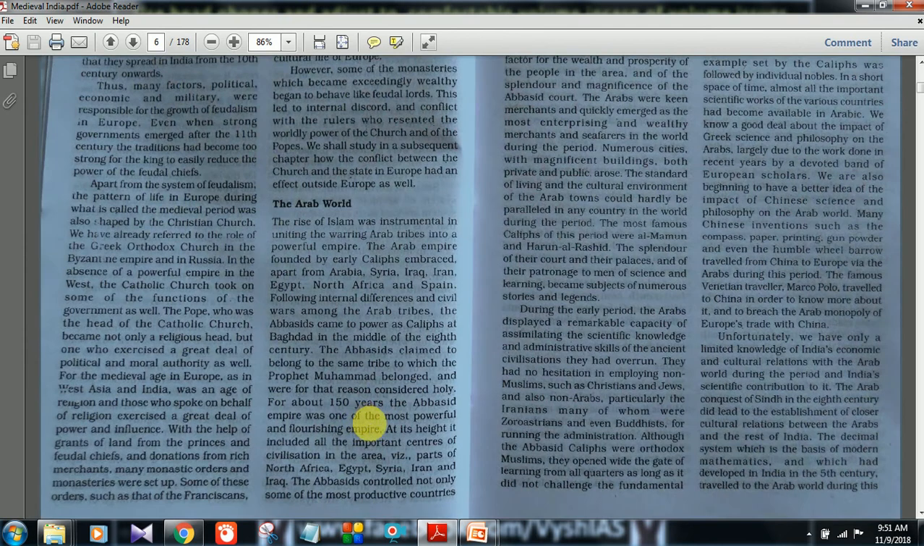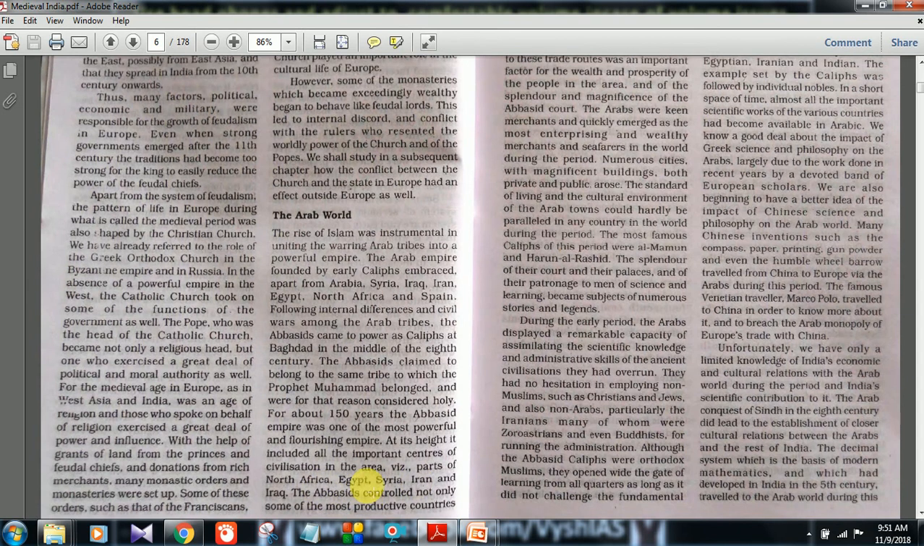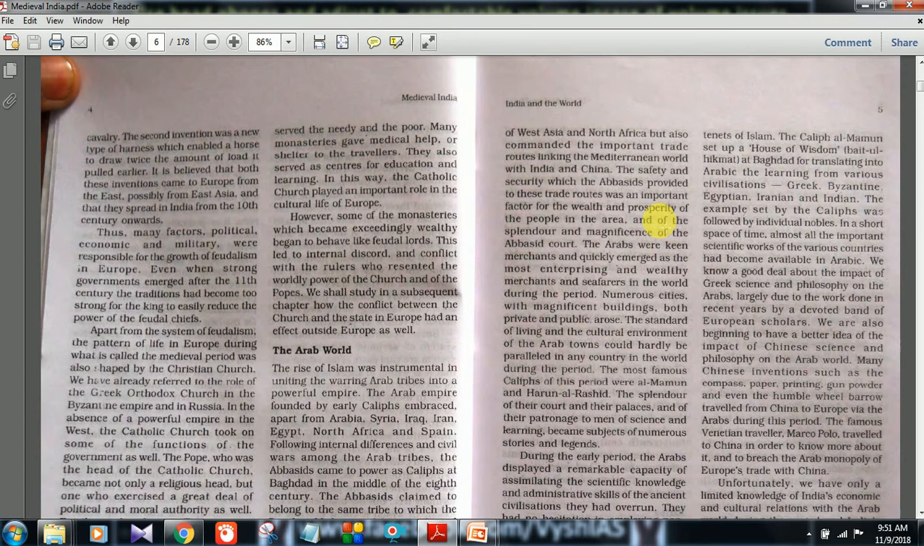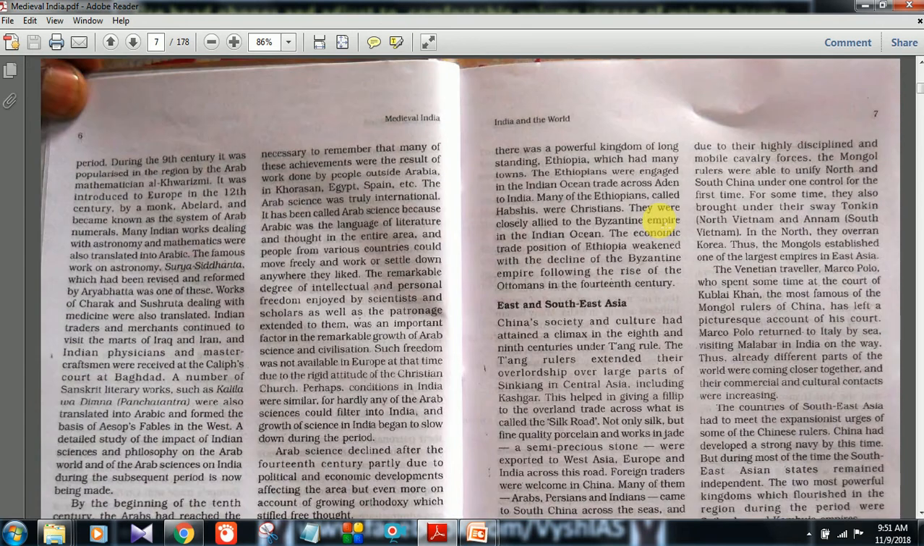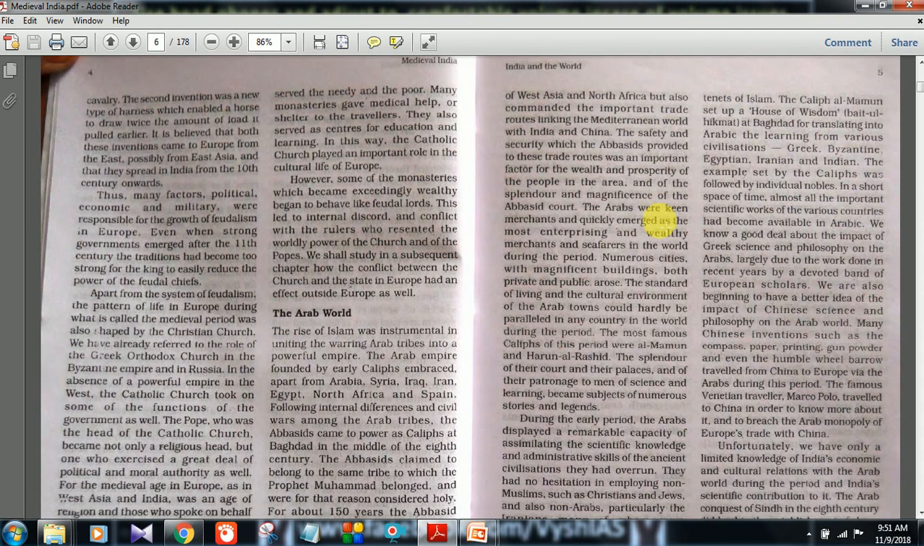At its height, it included all important centers of civilization in the area, namely parts of North Africa, Egypt, Syria, Iran and Iraq. The Abbasids controlled not only some of the most productive countries of West Asia and North Africa, but also commanded the important trade routes linking the Mediterranean world with India and China. The safety and security which the Abbasids provided to these trade routes was an important factor for the wealth and prosperity of the people in the area and of the splendor and magnificence of the Abbasid court. So they are very strong, and they are the ones controlling the trade routes also. The whole prosperity depends on them.